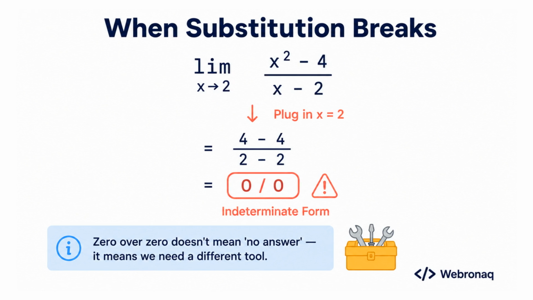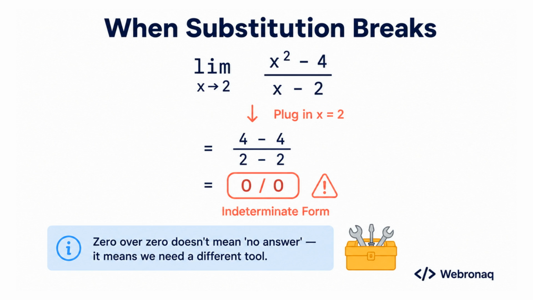Now look at this one. We want the limit of x squared minus 4 divided by x minus 2 as x approaches 2. Let's try our first tool, direct substitution. Plug in 2 on top. 4 minus 4, that's 0. Plug in 2 on the bottom. 2 minus 2, also 0. So we get 0 over 0. And 0 over 0 is a problem.